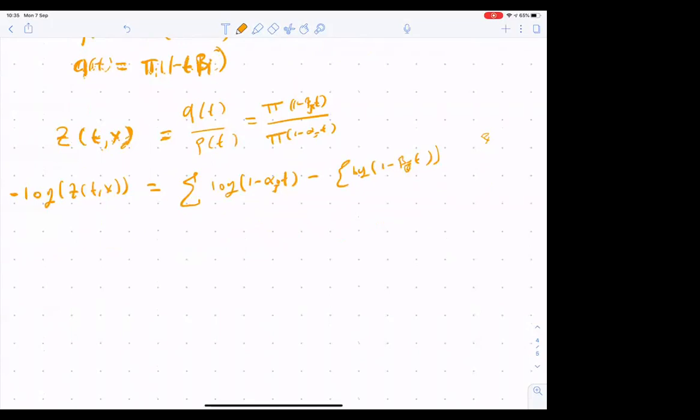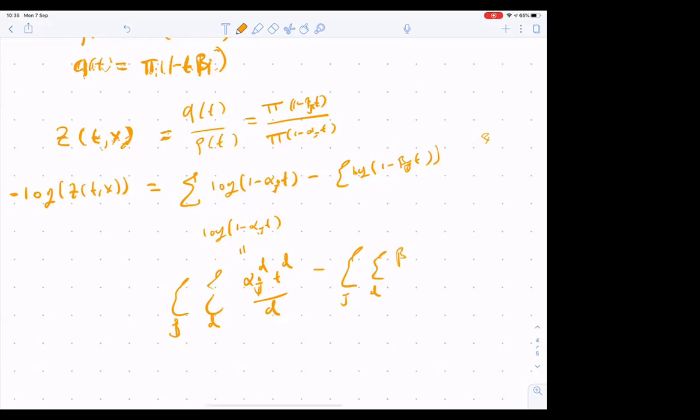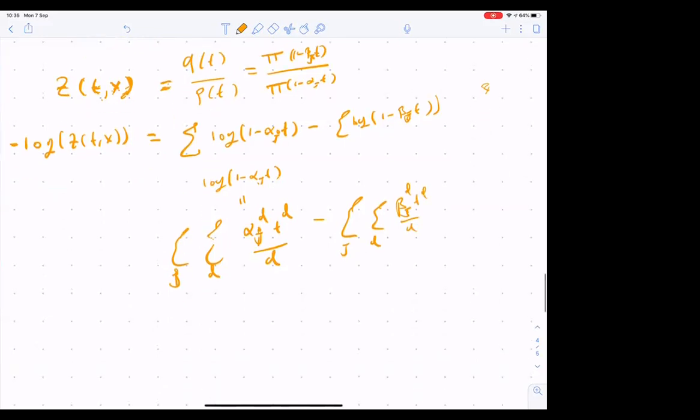So this is what I have. But now the logarithm of 1 minus alpha_j t, I know what it is. It's the sum of alpha_j to the d, t to the d, divided by d, right? So I get the sum over j minus the sum over d of beta_j to the d, t to the d divided by d, rearranging what I get.